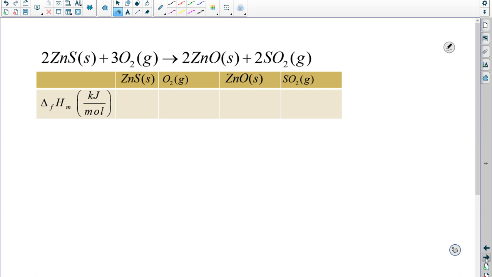Oh, and oxygen. What do we know the heat of formation for oxygen is? Heat of formation for oxygen is 0. It's an element, so O2 is its elemental form. That's why we're setting it equal to 0.